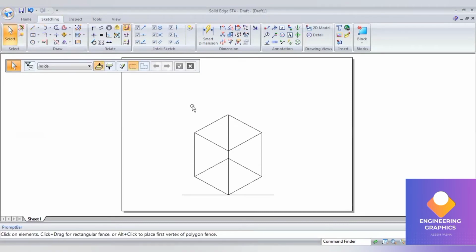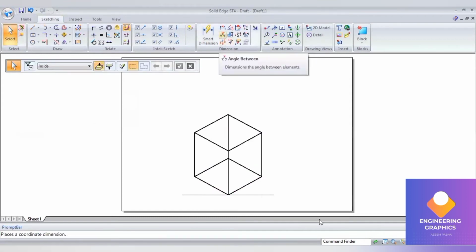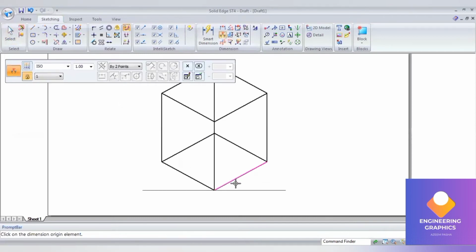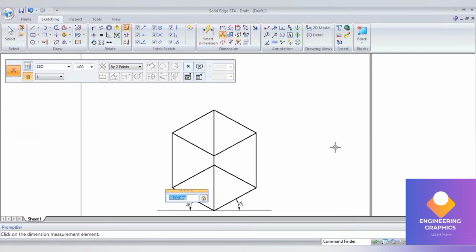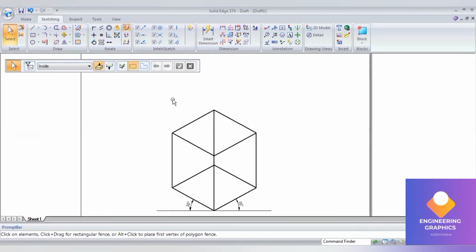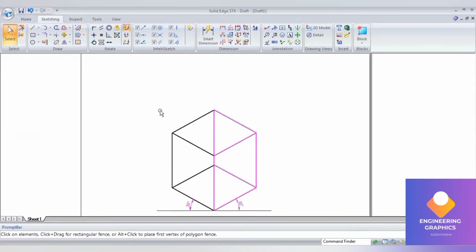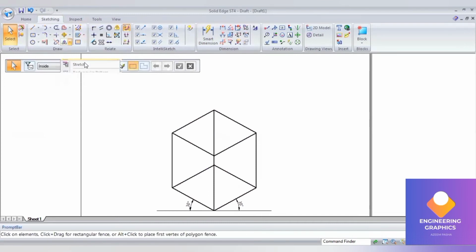Now I'll be constructing it into ISO, because we know that the sphere will be constructed with the actual scale. Okay, so I'll show the angle between here. So go to scale and type 0.816, enter.